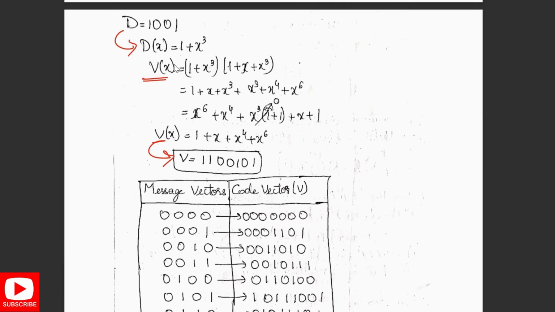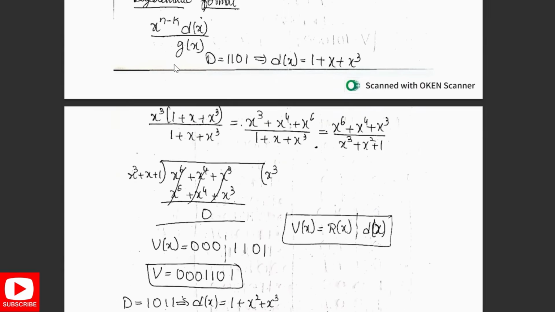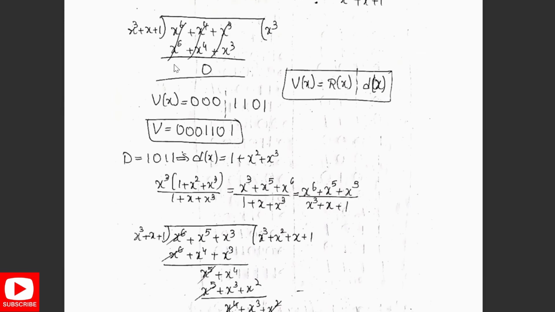So here I am considering one or two d vectors and doing it the same way. You have to find out the code vectors for all the message signals. In the systematic format, if you want to do it, then you have to consider the d. D has been given to us with this equation. Now for this equation, you need to apply this formula, x power n minus k. Here it is x cube. x cube times d of x divided by g of x. Multiply it inside and divide by modular division. And finally, you will get the quotient like this.